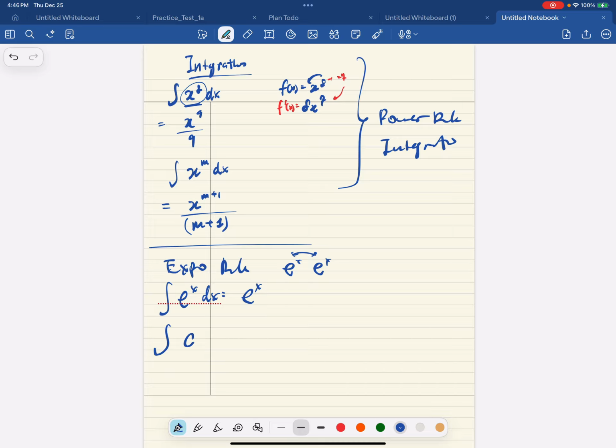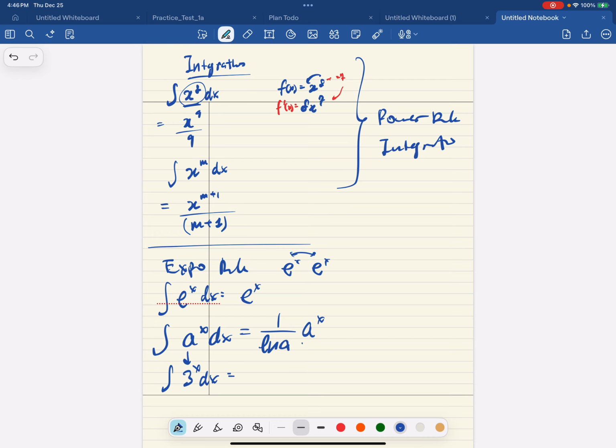Something that's not too obvious, or could be obvious if you're really clever, is when it's a to the x instead of e to the x. So if there's a 3 to the x that you have to integrate, what we have to do is write the original function, a to the x, times 1 over ln of a. So if it's 3 to the x in terms of dx, it's going to be 3 to the x original times 1 over ln of 3.